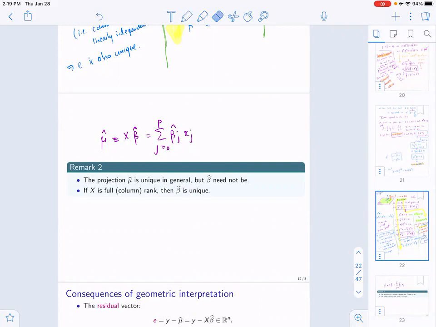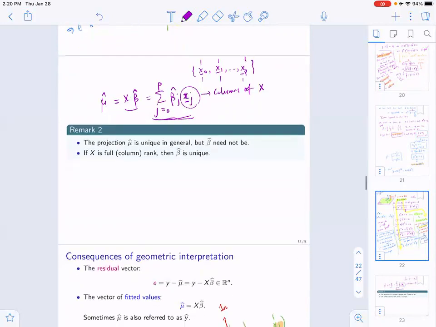No, what I said is that, in general, mu hat is in the image, so mu hat can be written as a linear combination of the columns of x, right? Mu hat can be written like this, or equivalently like this, which is a linear combination of the columns. So x being full rank means these are the columns of x. This set of vectors is either linearly independent or linearly dependent.